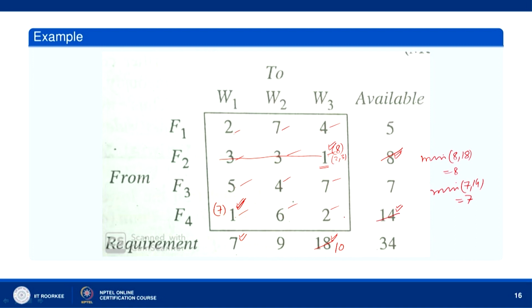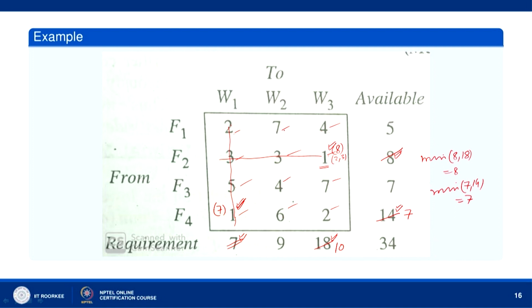So, now the requirement of the availability at F4 is reduced to 7 units remaining to be allocated, and here W1 has got all the 7 units that are needed. So, what we will do is cross out this column, because the requirement of W1 is satisfied. Okay. So, we will cross out this column.